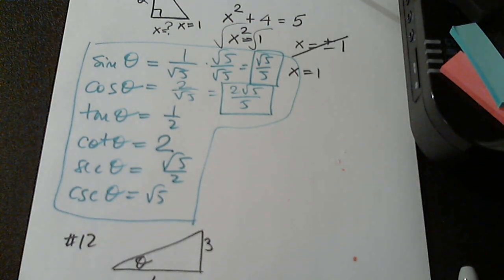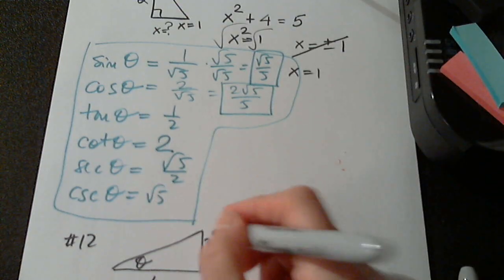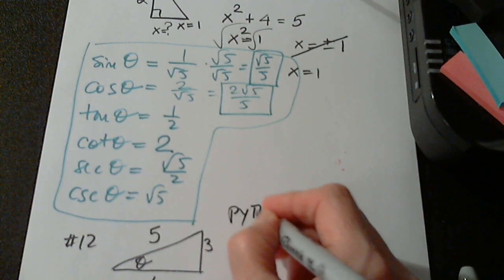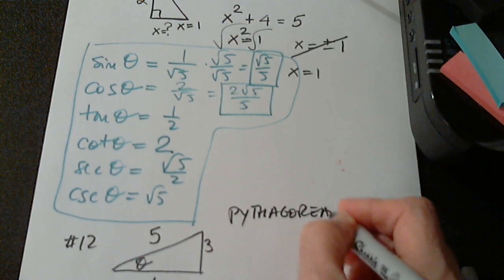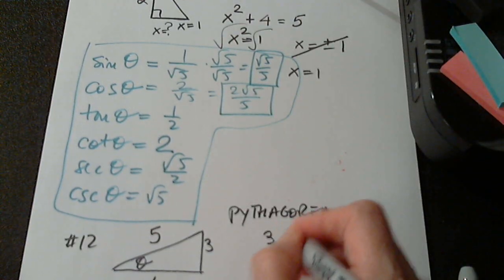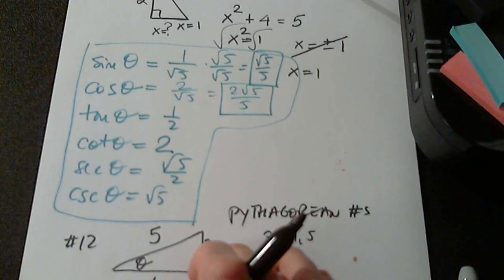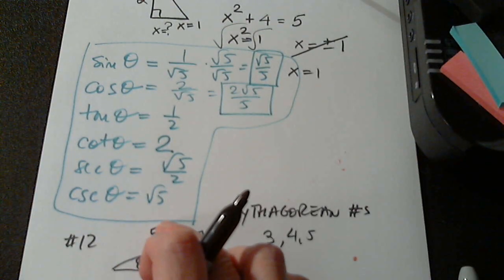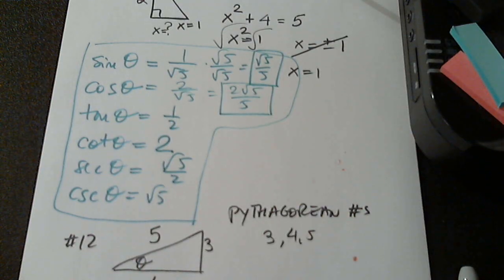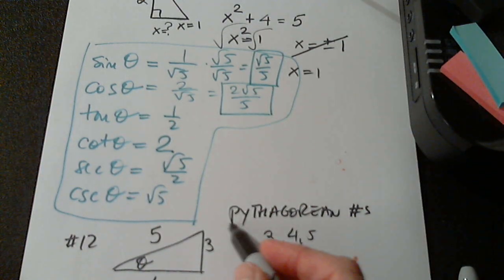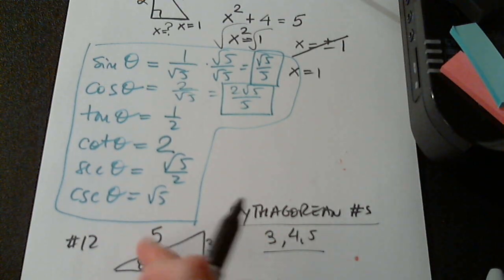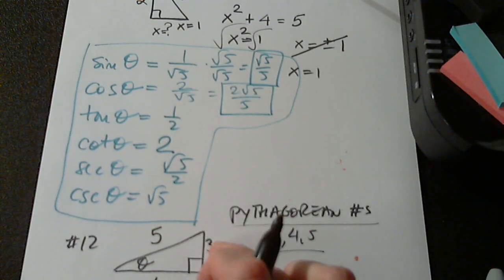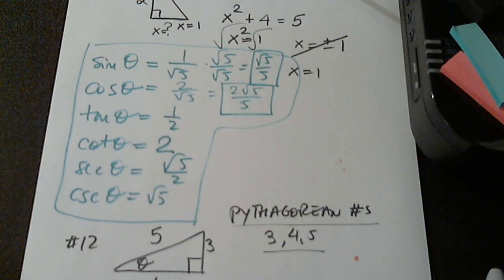Number 12 is a very interesting situation because 3, 4, and 5 are called Pythagorean numbers. How come? 3 squared is 9. 4 squared is 16. 9 plus 16 is 25. So it's a very nice situation. 3, 4, and 5 are Pythagorean numbers. 3 squared plus 4 squared equals 5 squared. One leg squared plus the other leg squared equals the hypotenuse squared.